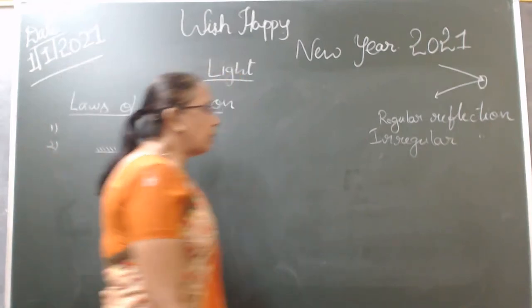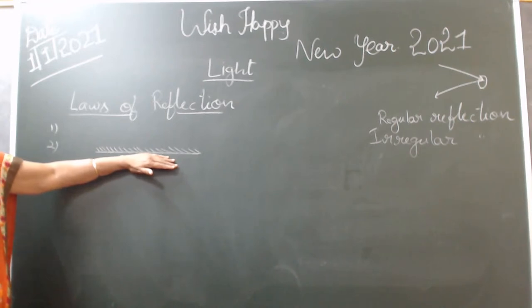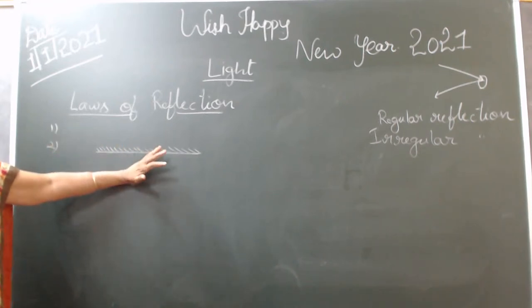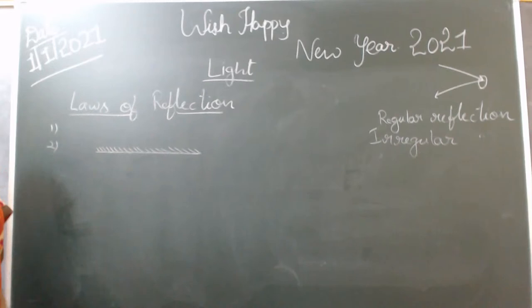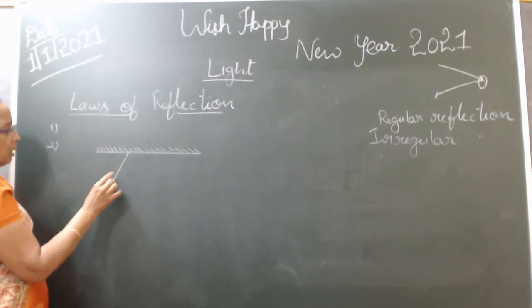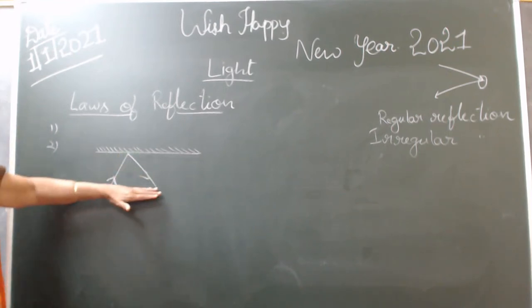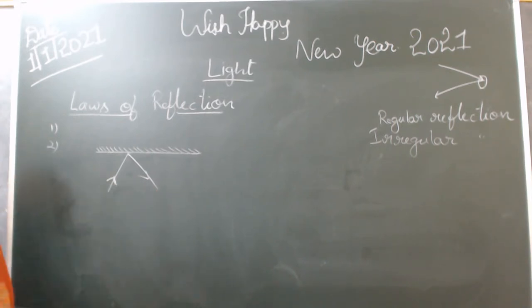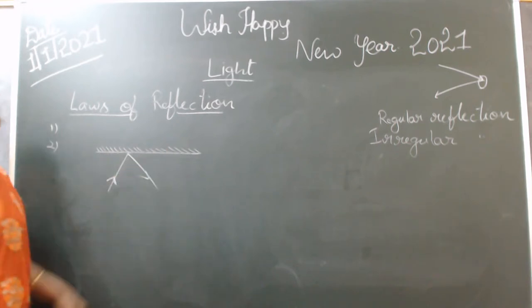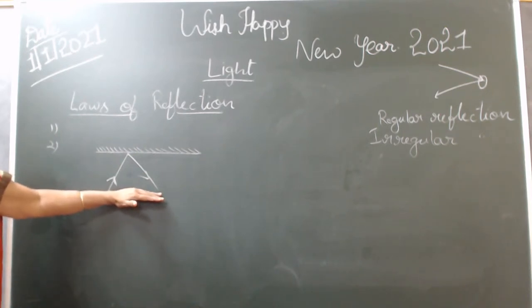When the surface of the mirror is totally smooth, no breaks are there, and the surface is well polished, naturally when light falls on it, it will reflect properly as it is. This is known as regular reflection. Here two things are necessary. First of all, the mirror should be polished very well, and we will get a clear image of the object.